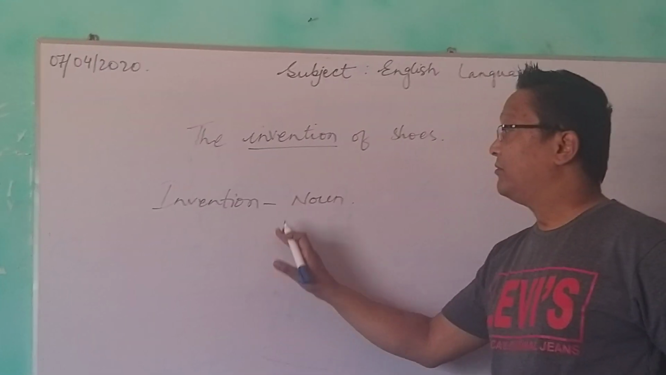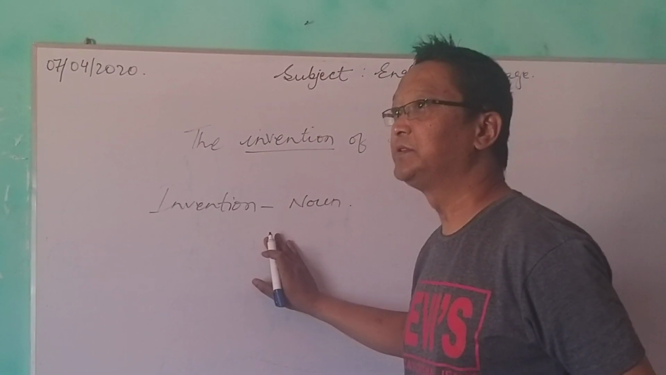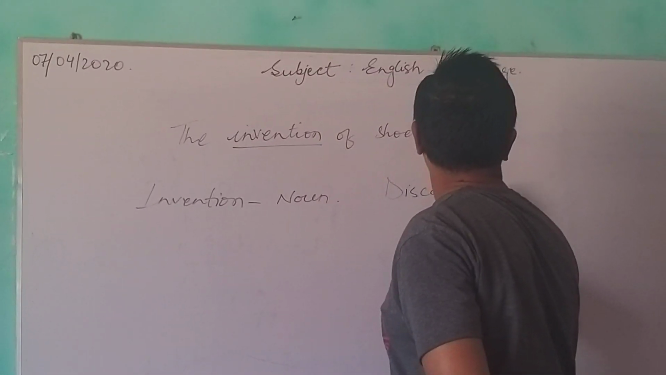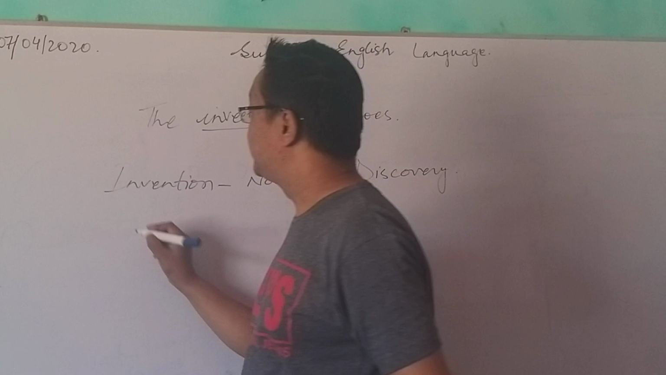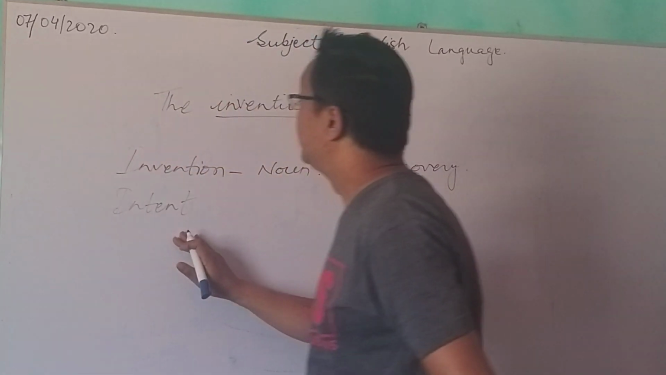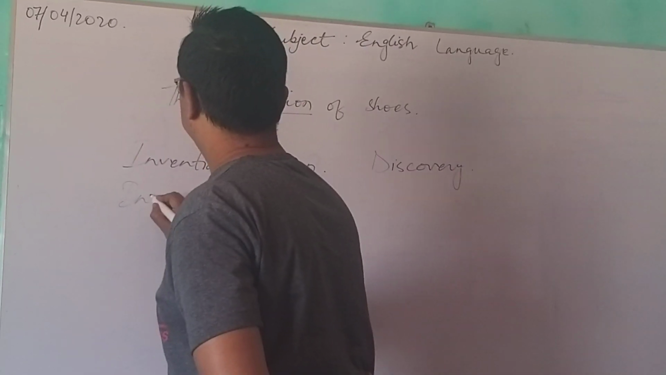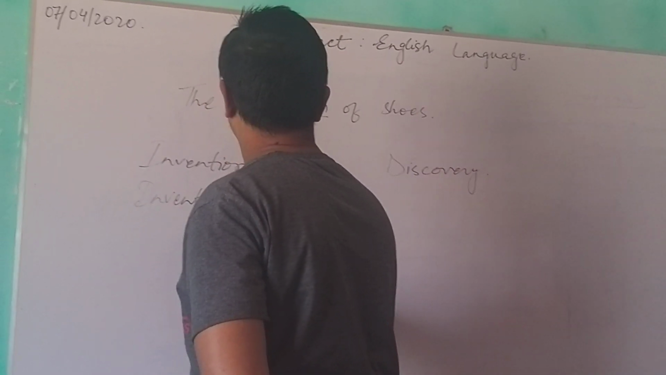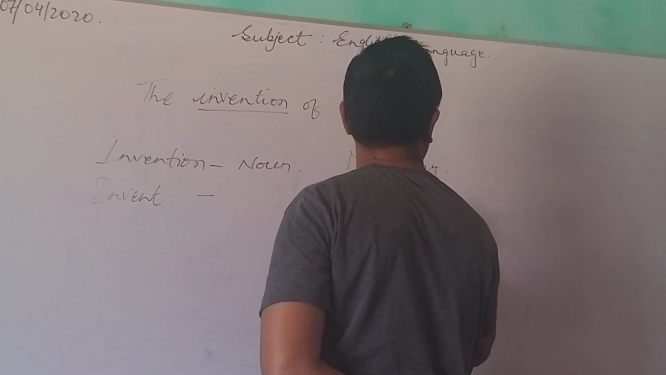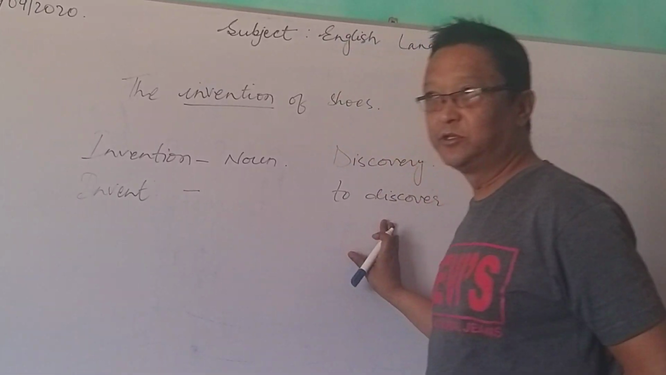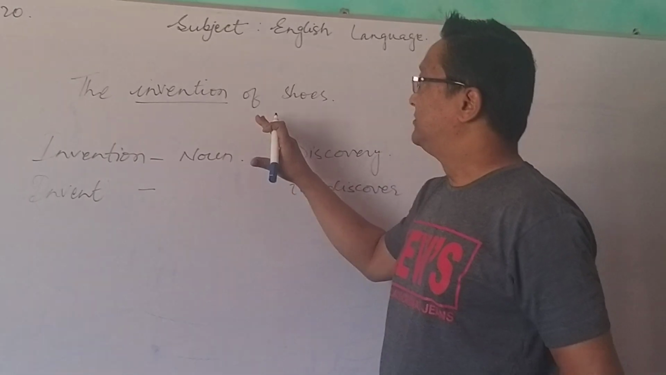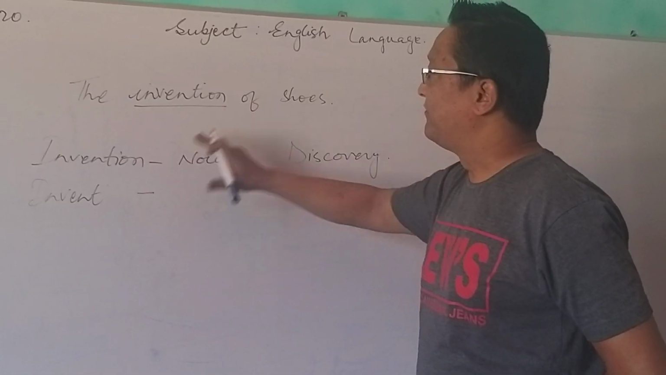And now, what is the meaning of invention? That means discovery. Its verb is invent. Invent means to discover. Discover means to find out new things. So how was the shoe invented?